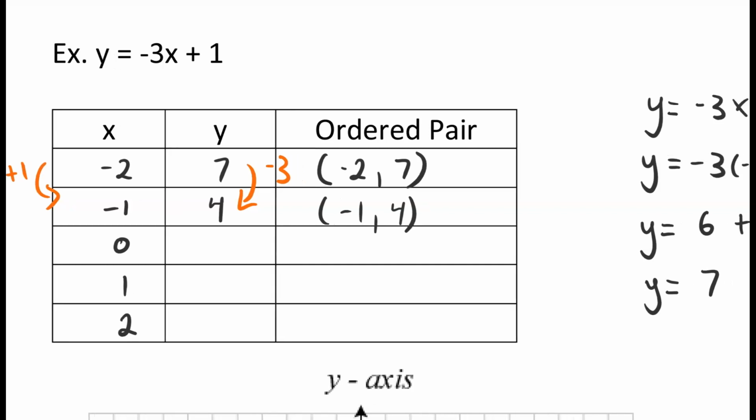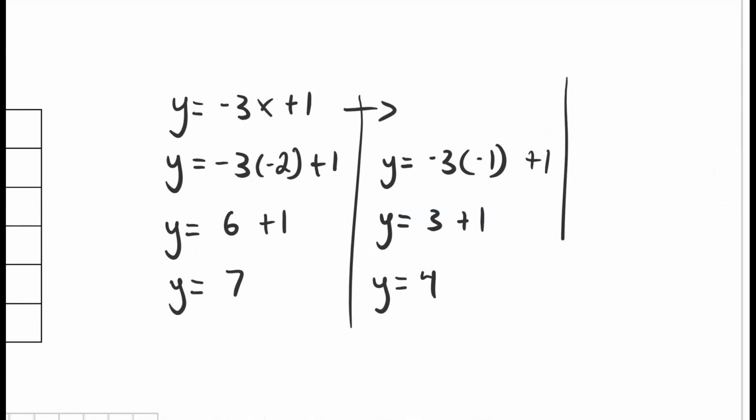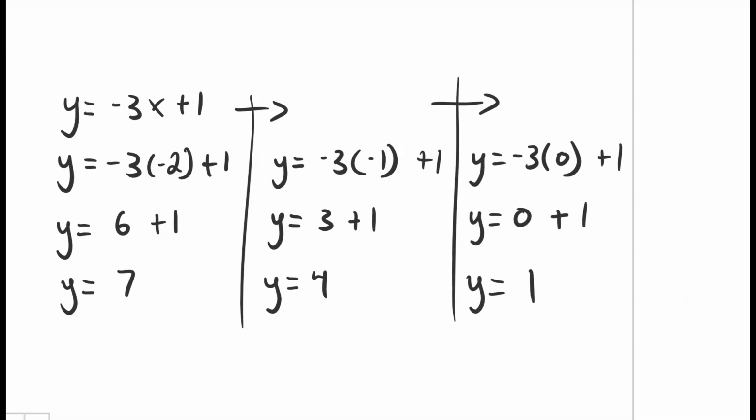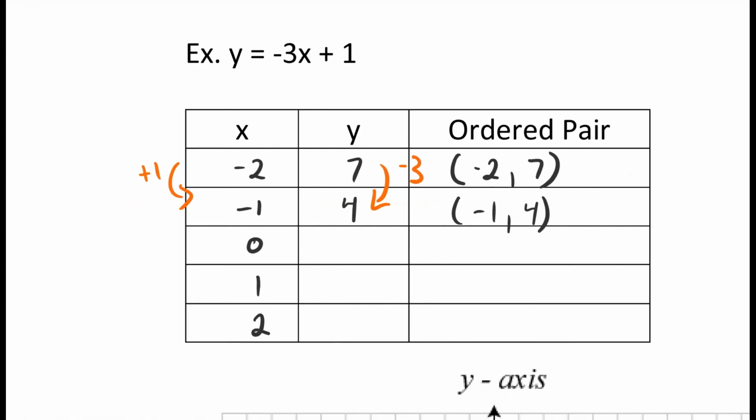Let's see if this happens again. Same equation. Y equals negative 3 multiplied by 0 plus 1. Y equals, well, negative 3 times 0 is 0, plus 1. Y equals 1. Back over to our table. When x was 0, y was 1. So what was our change here? From 4 to 1 is negative 3. So it is consistent. So we know that this is going to be a linear relation.